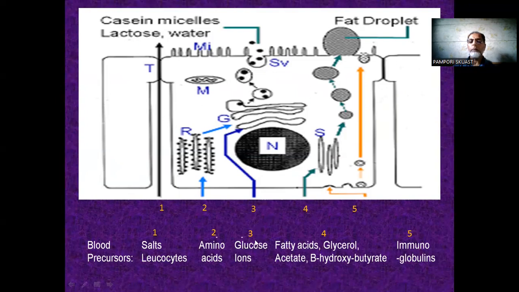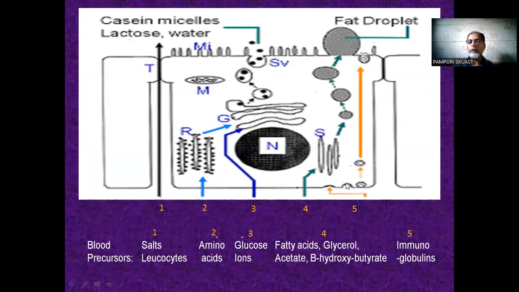And similarly, even proteins you will find in a smooth endoplasmic reticulum. This was a rough endoplasmic reticulum. This is a smooth endoplasmic reticulum. Fatty acids, acetate, beta hydroxybutyrate, even glycerol, they all will be processed over here and they will form the fat droplets, and ultimately the droplets will pinch out of this luminal membrane or apical membrane into the milk as milk fat droplets.